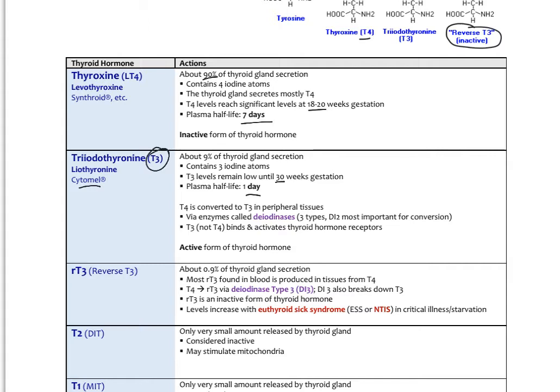Again, the enzymes that convert T4 to T3 are the deiodinases, and there are actually 3 types, D1, D2, D3, or Di1, Di2, Di3. Di2 is going to be the one that's most important for the peripheral conversion of T4 to T3. And so T3 can actually bind to thyroid receptors, so we say this is the active form of thyroid.